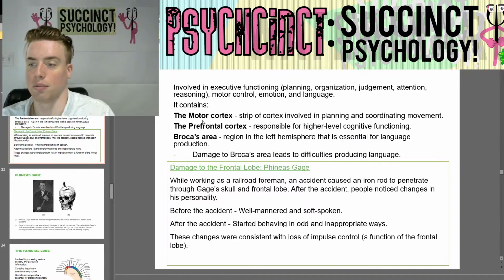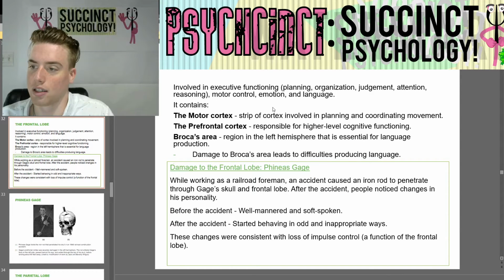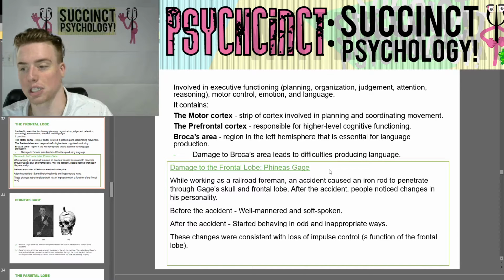So the frontal lobe is involved in executive functioning, planning, organization, judgment, attention, and reasoning. Motor control, emotion, and language. It contains the motor cortex, which is a strip of cortex involved in planning and coordinating movement, the prefrontal cortex, which is responsible for higher level cognitive functioning, and Broca's area, a region in the left hemisphere that is essential for language production. So damage to Broca's area leads to difficulties producing language.